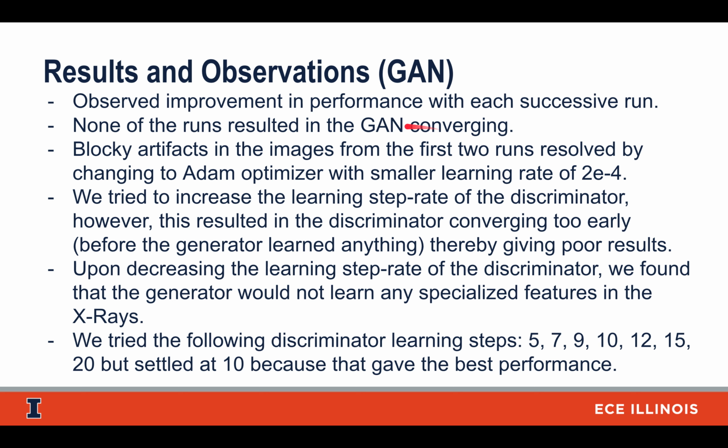Some of the results and observations of the GAN are that firstly, we observed improvement in the performance with each successive run. Secondly, none of the runs resulted in the GAN converging. Thirdly, blocky artifacts in the images from the first 2 runs resolved by changing to the Adam optimizer with a smaller learning rate. We tried to increase the learning step rate of the discriminator. However, this resulted in the discriminator converging too early, thereby giving poor results. Upon decreasing the learning step rate of the discriminator, we found that the generator would not learn any specialized features. In the end, we had to settle at a discriminator learning step of 10 because that gave the best performance.